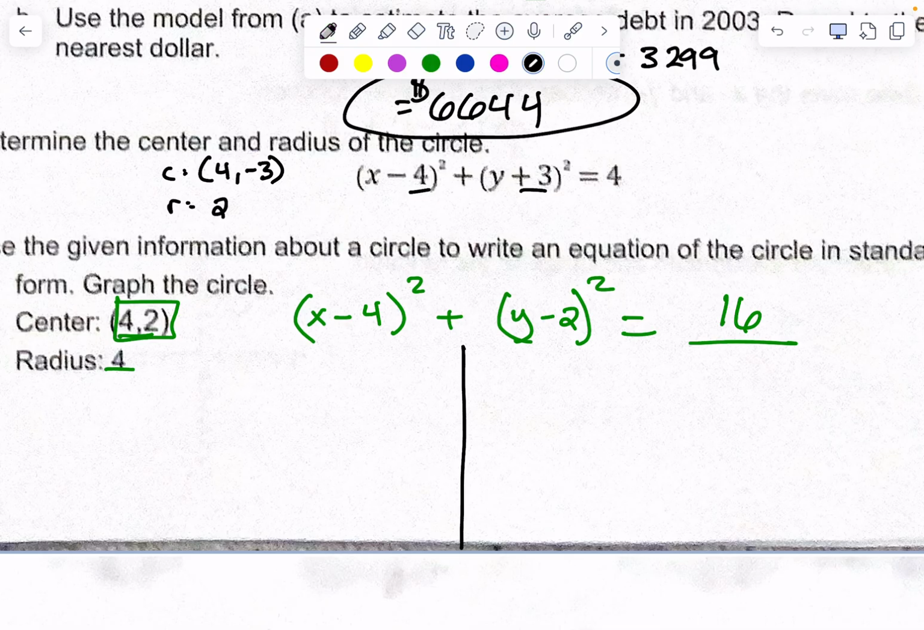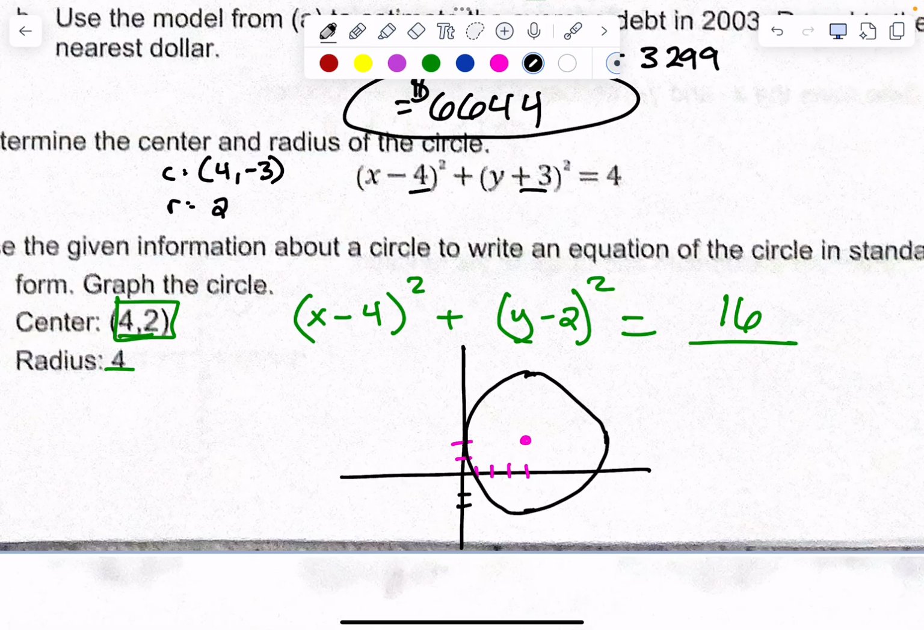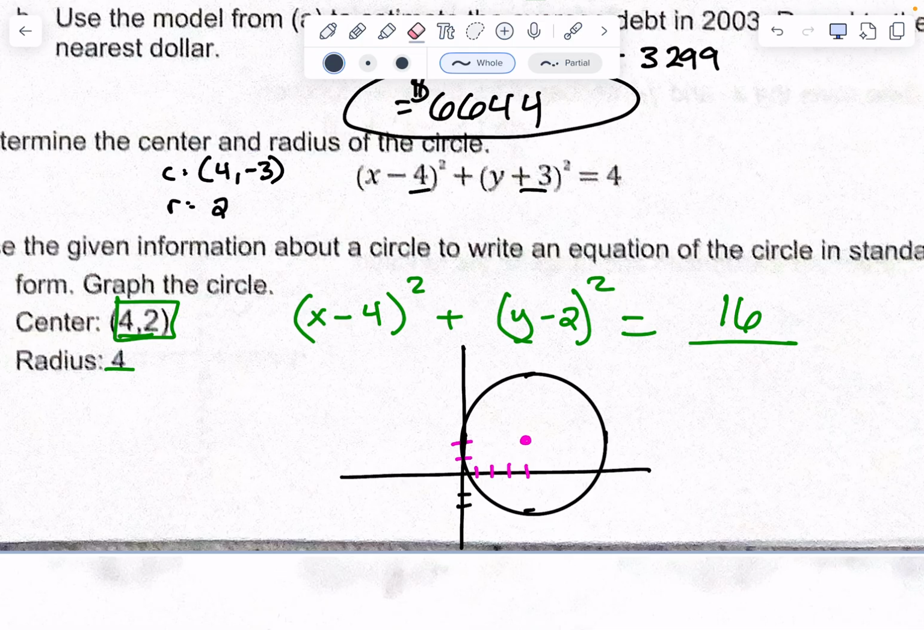Let's do it. 4, 2. I'm going to move him down over here. 4, 2, 1, 2, 3, 4, 1, 2. There's my center. And I go 4 units in each direction. So 4, 4, 4, 4, something like this. There you go. Something like that. Look at that perfect circle. How beautiful. Okay. Cheater. Yep.